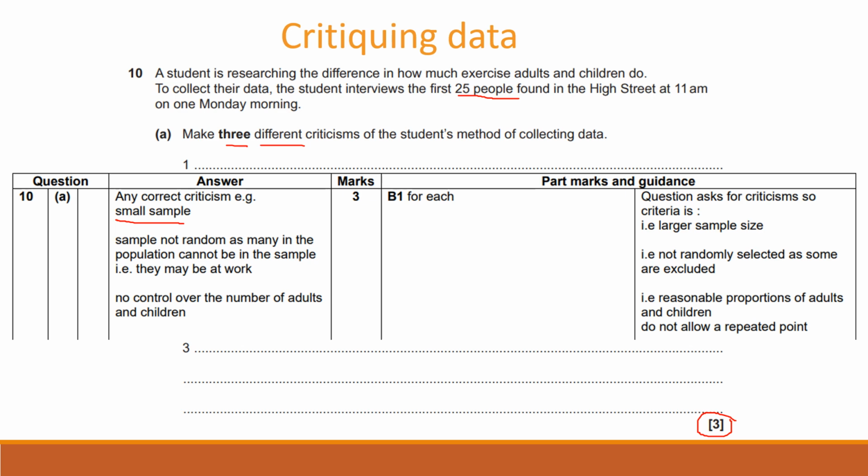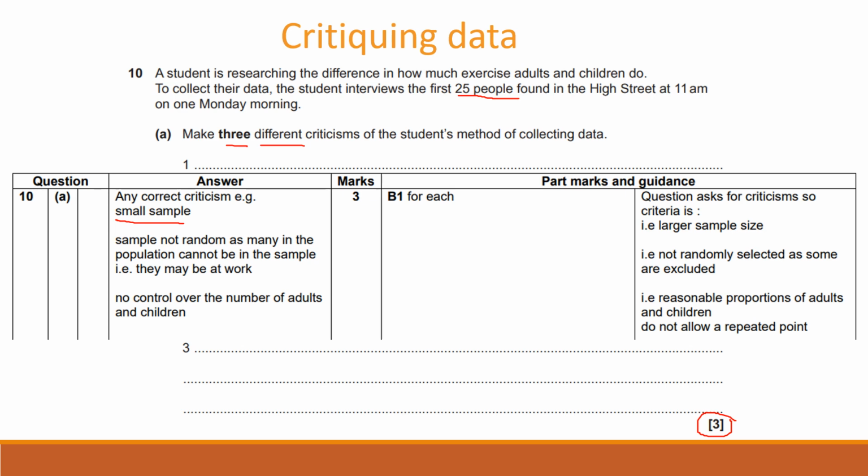The second mark, the sample may not be random, as in the population you're not sure who the people are. So there may be people at work who might be good people to ask, or for example the children could be at school because it is 11 o'clock on a Monday morning and the children should be at school. So that is another valid reason for number 2. Just make sure you don't overlap those 2 points there about the adults being at work and children being at school. They've got to be combined to be 1 point rather than 2 separate points.